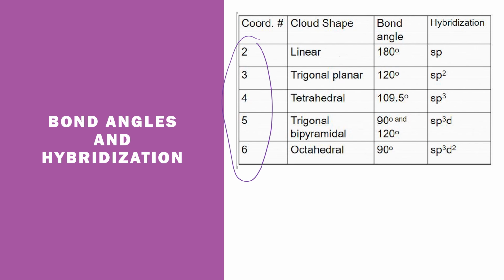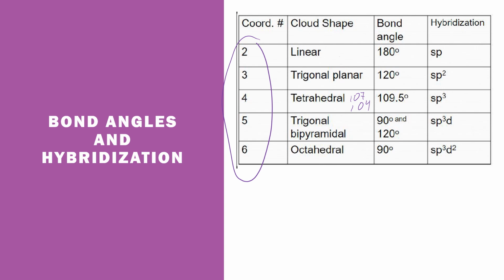So linear is always 180, trigonal planar is 120. If one of them is a lone pair, it's going to be slightly less than 120. Tetrahedral is 109.5, and if you add lone pairs, it will be slightly less than 109.5. Generally, we say like 107, and then if there's 2 lone pairs, it's 104. Trigonal bipyramidal, it's 90 and 120, depending on if you're talking about atoms that are at a right angle to each other versus atoms that are in the triangle around the center. And then the last one, octahedral, is typically 90 degrees.